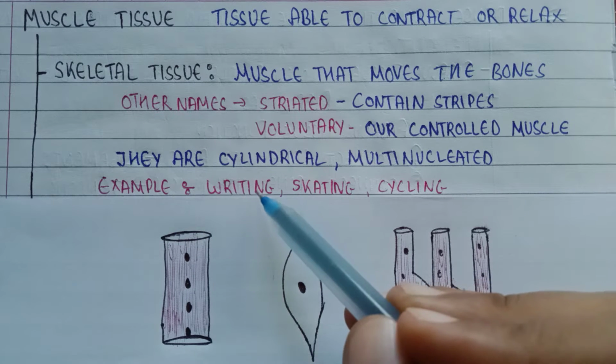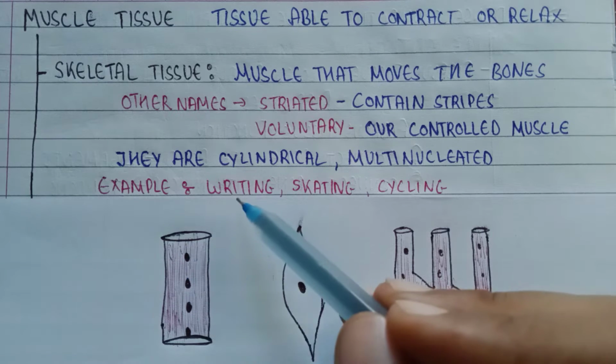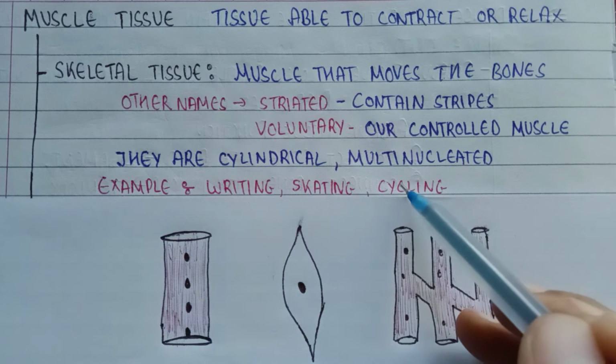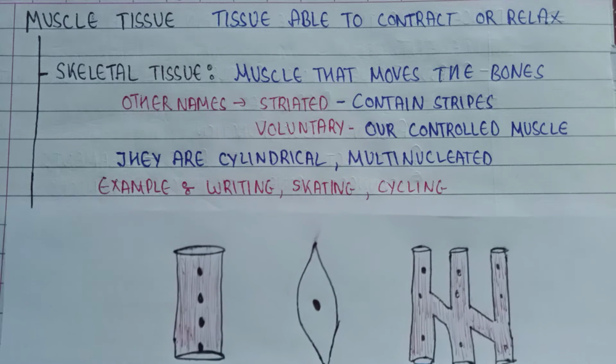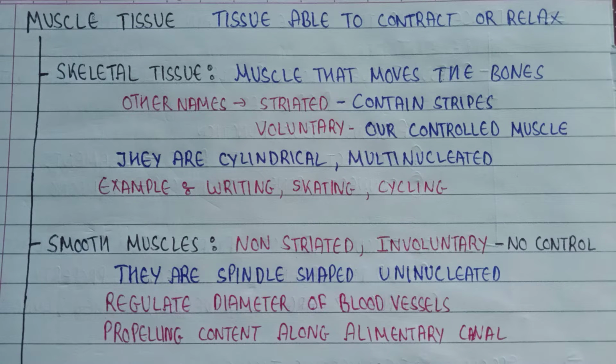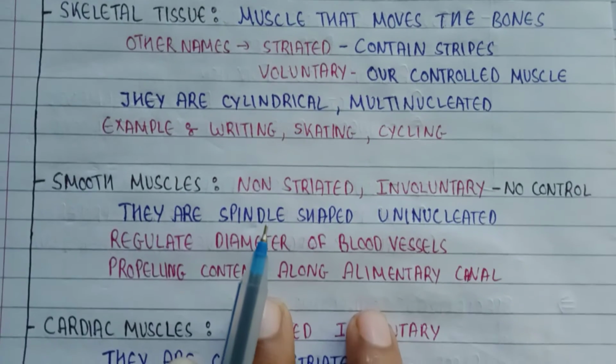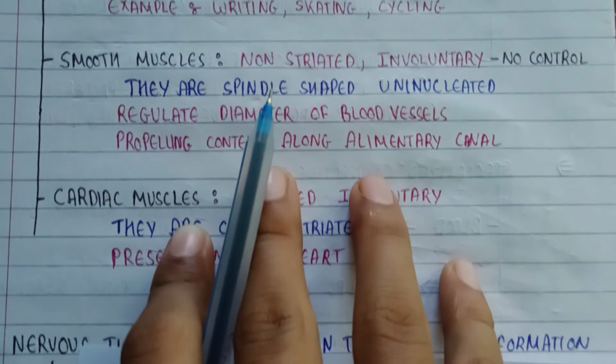For example, we need skeletal tissue for writing, skating and cycling. In these exercises, the skeletal tissue is used. Second is smooth muscle. Smooth muscles are non-striated and involuntary, meaning they are not in our control.